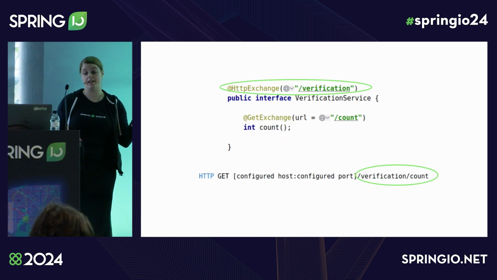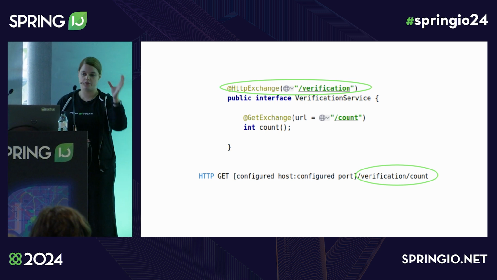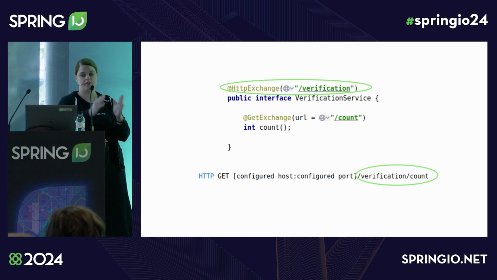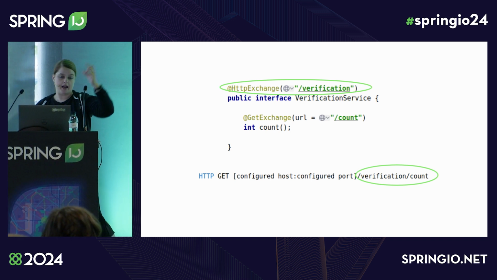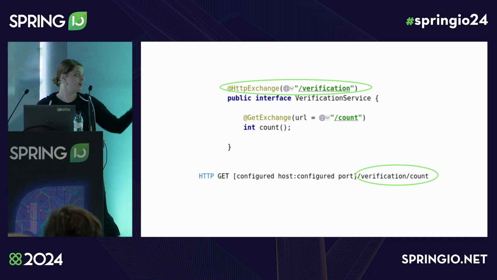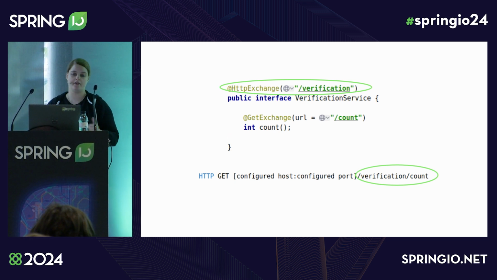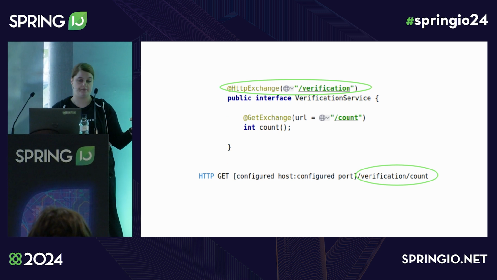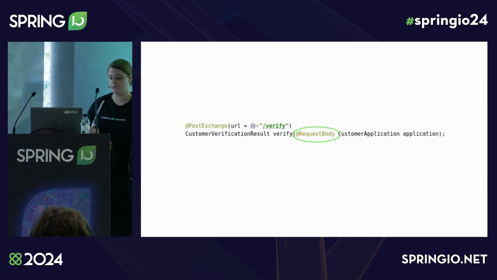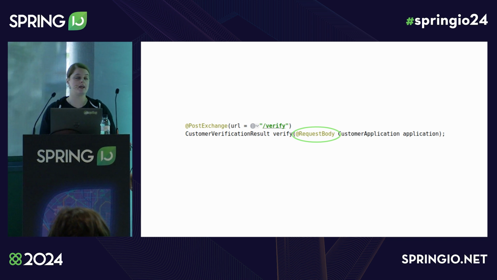Another thing that we've added is to allow you to prefix all your calls from a given client with a certain segment of your path. So that's similar to request mapping. If we have this placed on the interface, it will always have the slash verification before whichever segment comes from the URL on method level. So that is also probably useful.